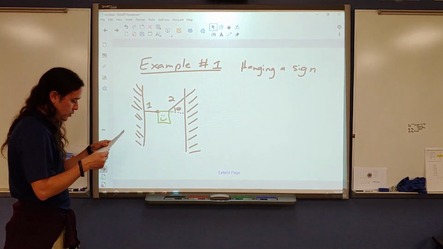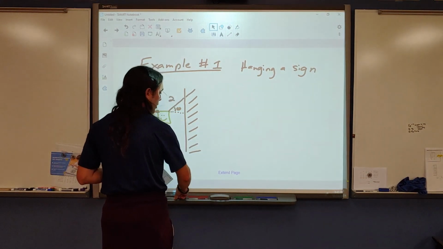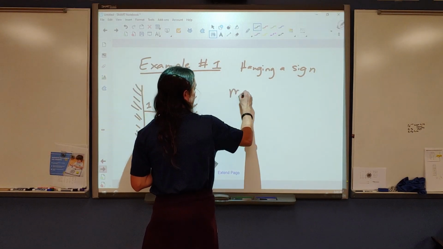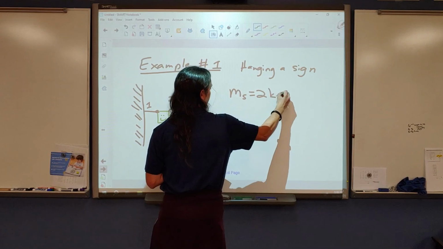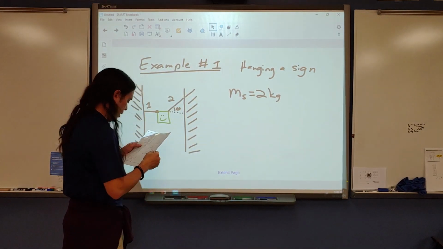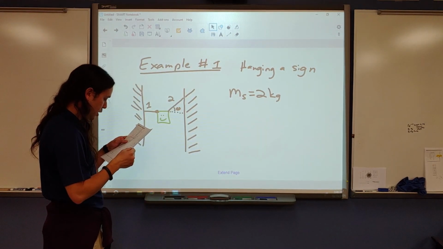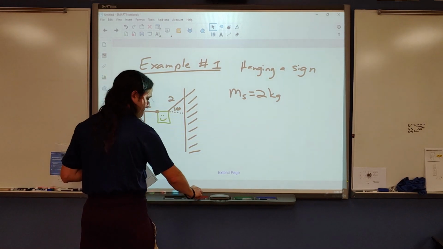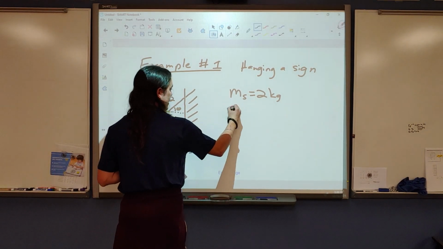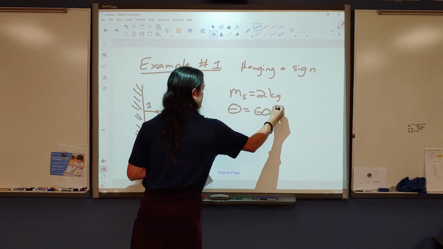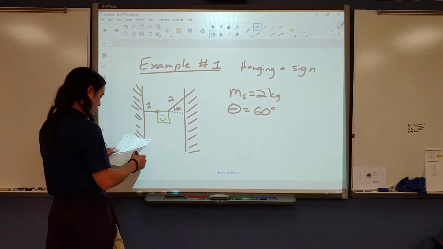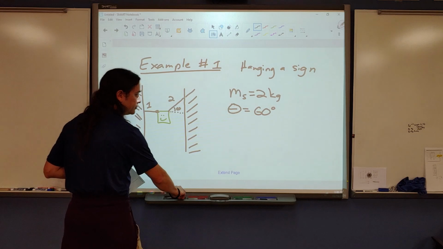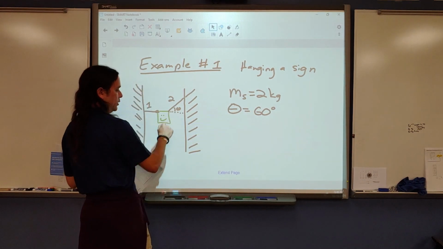Okay, so here's what we're going to do. I'm going to fill in some information. I am hanging a sign. We will say that the mass of this sign is maybe 2 kilograms. It's about 5 pounds. Okay, here's what I would like to know. Let me see. Hard to read my notes. This angle, theta, is equal to 60 degrees. We're at 60 degrees with the horizontal here. Okay, so that's what this angle is.